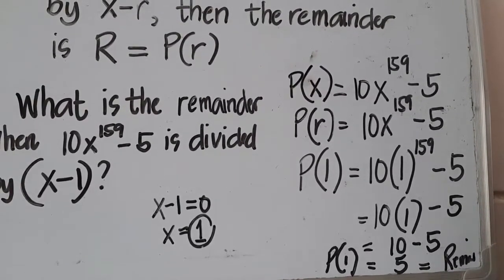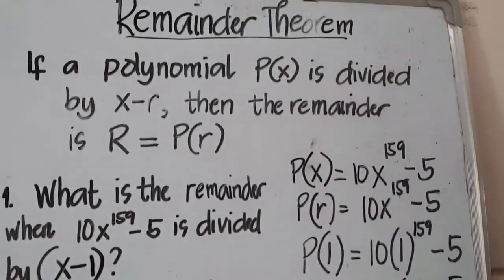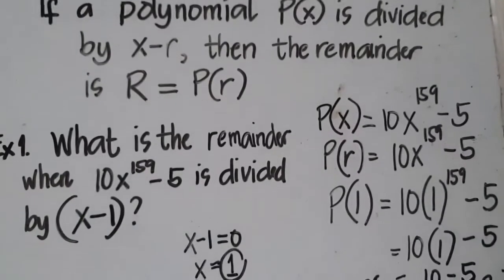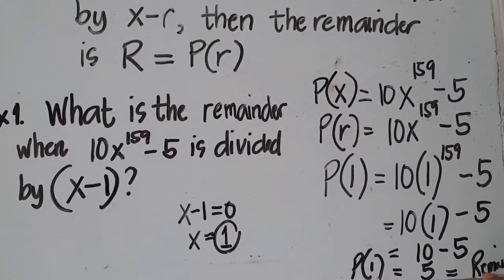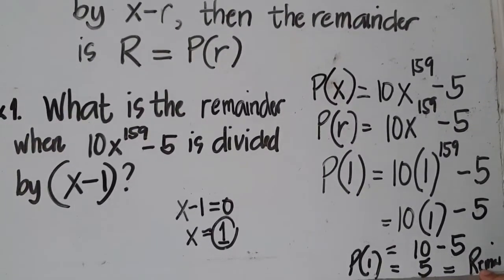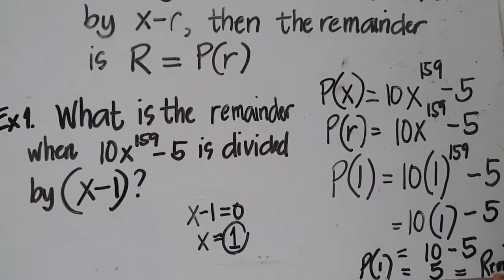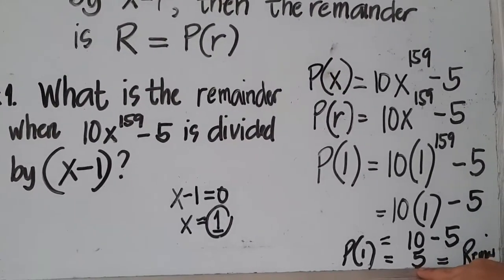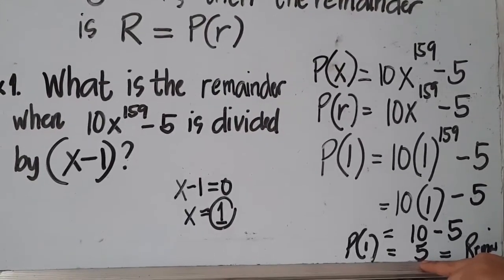And that's how we apply remainder theorem. When p of r automatically is equals to your remainder. So no need of using the long division and the synthetic division. We can get automatically our remainder. And here, the remainder is 5.